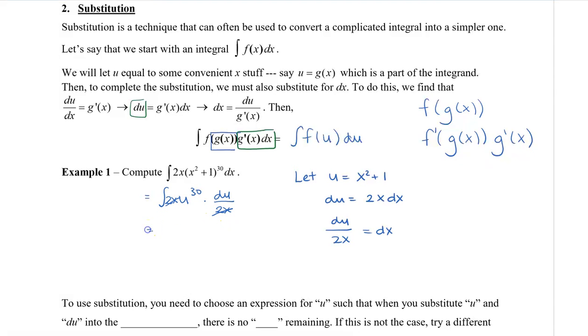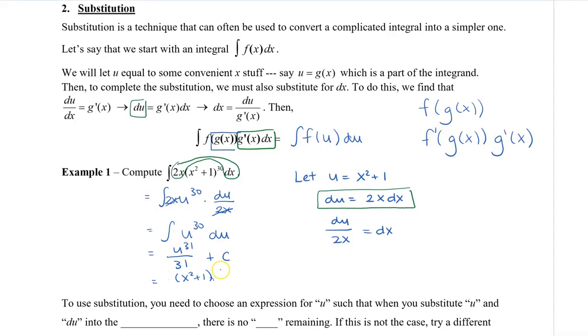Now you actually don't have to do this step here if you want to, because from here I can see that du is equal to 2x dx, which is actually this term and the dx combined together. So those together is equal to du. So you can actually go straight to u to the power of 30 du. Okay, and then integrating, we get u to the power of 31 over 31 plus c. And then we're going to substitute the x squared plus 1 back into u. So we get x squared plus 1, all to the power of 31, divided by 31, and then plus c.